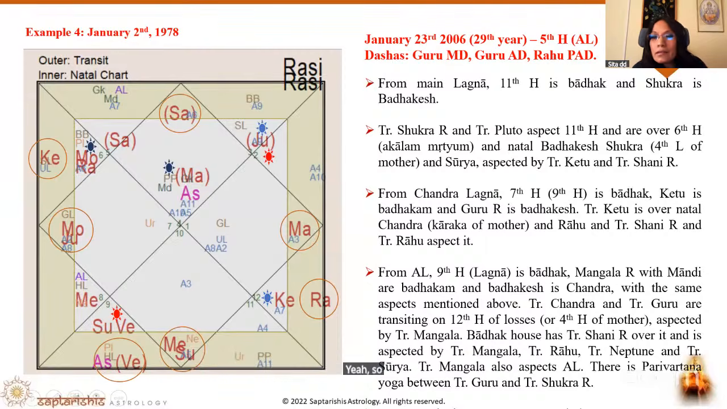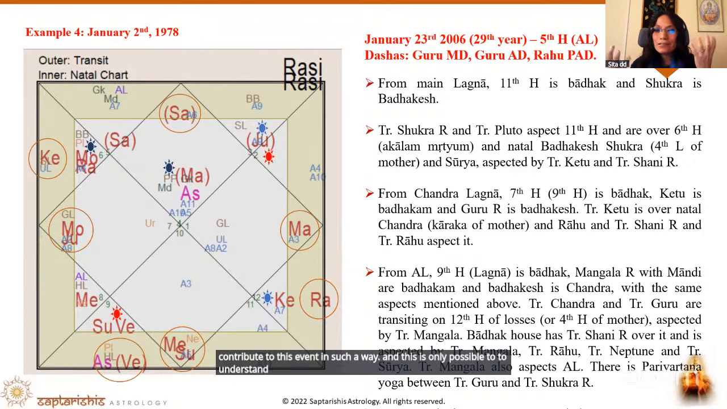So the Badha house has transit Shani, also aspecting or over it, yeah. And is aspected by transit Mangala, and transit Rahu, and transit Neptune, and transit Surya. So all the planets contribute to this event in such a way that this is only possible to understand when one sees it, no? All are confabulating, if we can see.